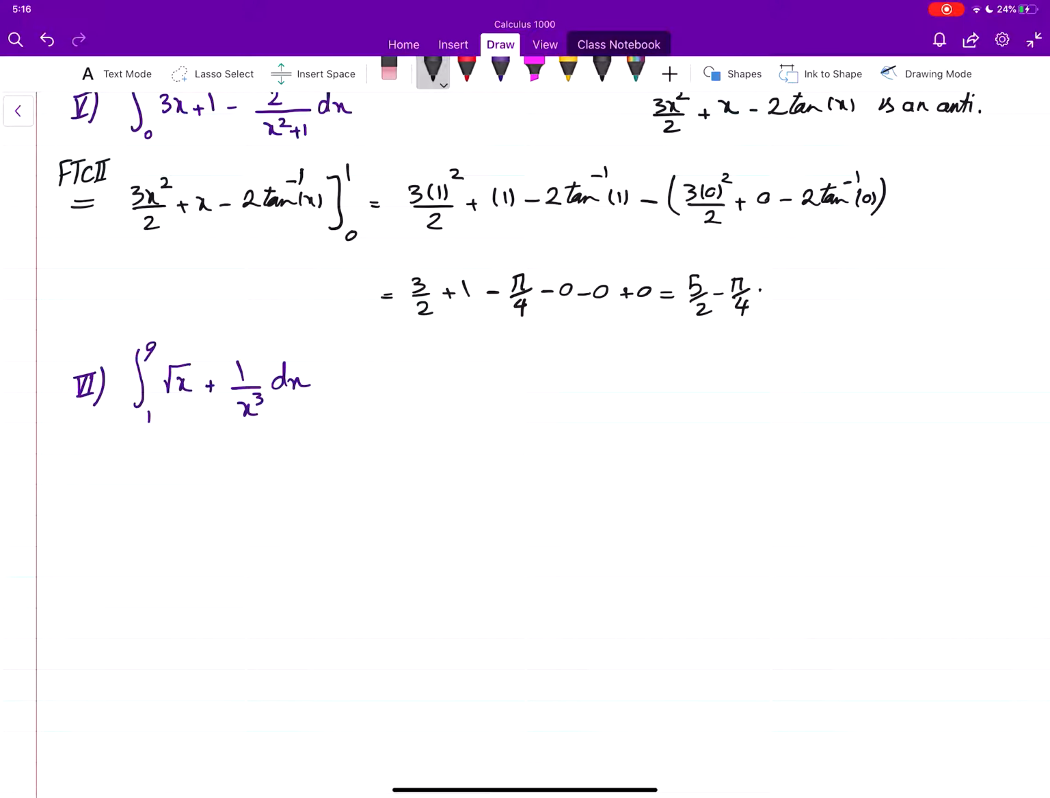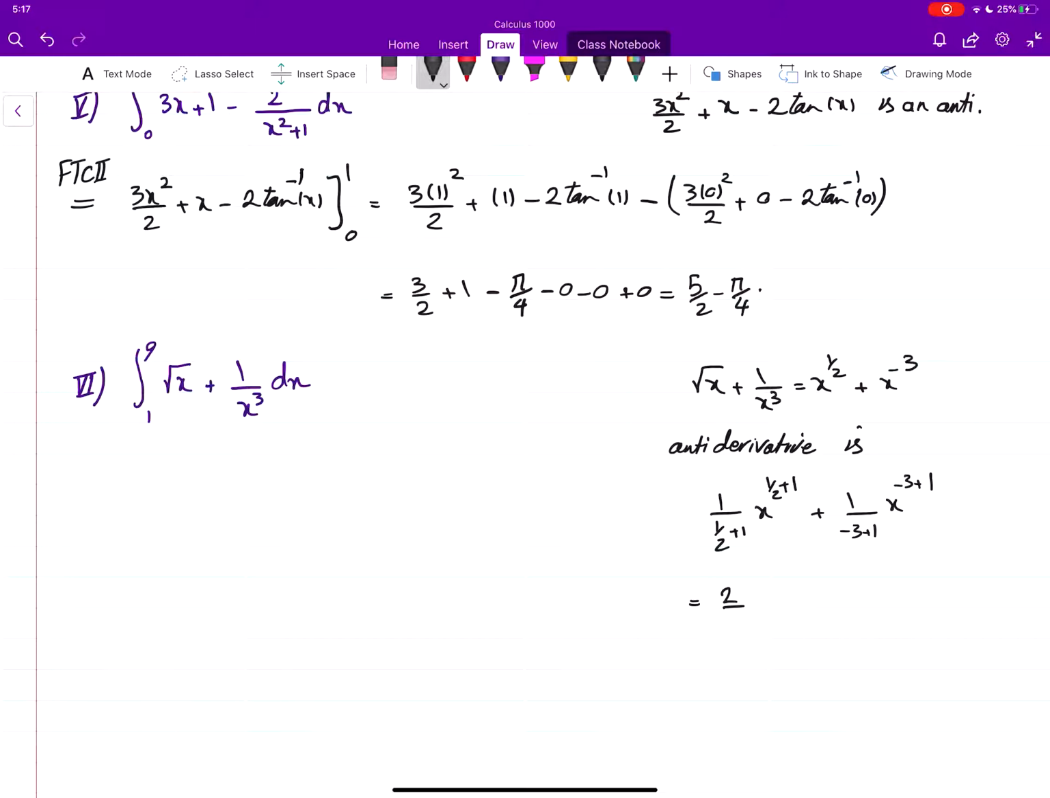And the last example here: x root x and 1 over x cubed, we can write as x to the power 1 over 2 plus x to the power negative 3. Then the antiderivative is 1 over half plus 1, x to the power half plus 1, plus 1 over negative 3 plus 1, x to the power negative 3 plus 1. If you simplify that, this will be 2 over 3 x to the power 3 over 2 minus 1 over 2 x to the power negative 2. Or 2 over 3 times x cubed root, minus 1 over 2x squared.